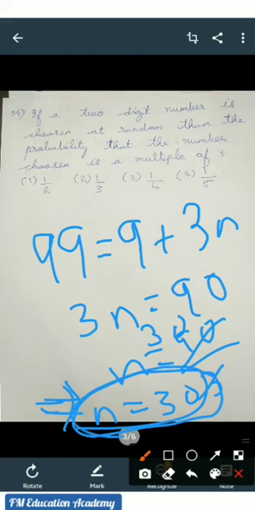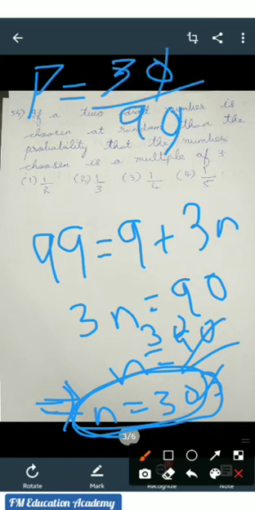And total outcomes, remember what did I say? What are the total outcomes? 90. So probability is equal to number of favourable outcomes by total outcomes, that is 30 by 90, that is equal to 3 1s are 3, 3 3s are 9, 1 by 3 is my probability, that is option 2.